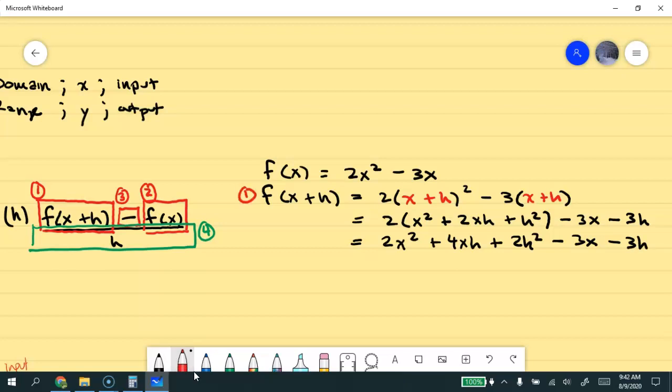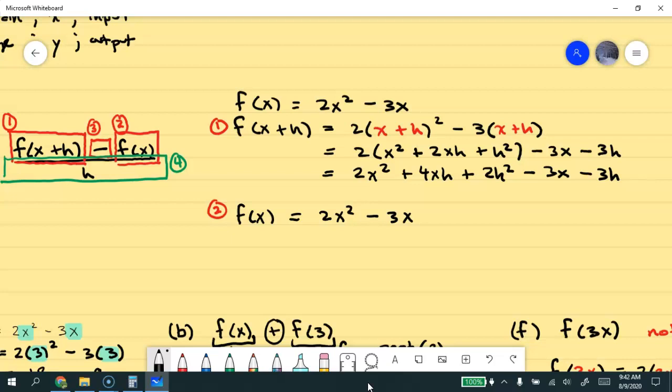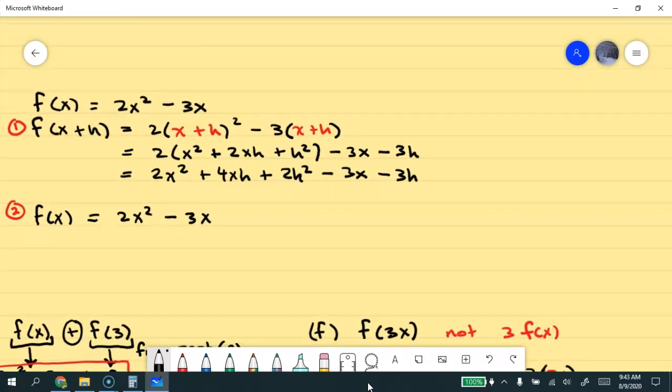Now let's do step number 2, which is honestly not going to take too much time because step number 2 was to essentially do what? It was to find f of x. And I'm just being repetitive here, but f of x is given to us in the question. F of x is 2x squared minus 3x. We're done with that. Now step number 3 and step number 4, we're going to put them all together. And step number 3 was to subtract the two results from 1 and 2 and then divide by h. All right, so let's go ahead and detail that for us.